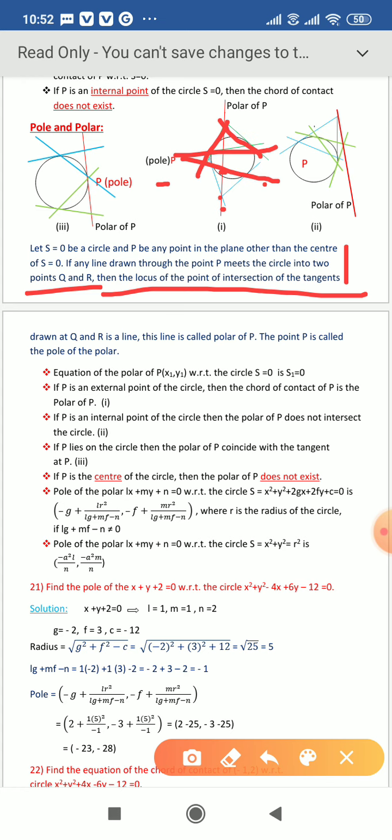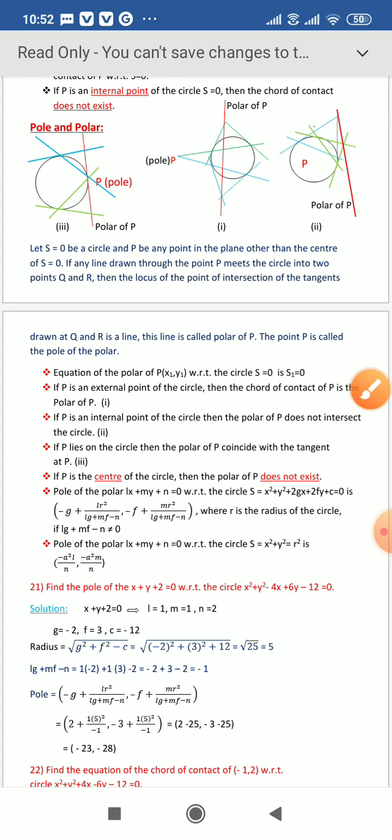Like that, we draw so many secant lines from this point P to the circle. For each secant line, we have 2 points of intersection on the circle. At the points of intersection on the circle, draw 2 tangents. The 2 tangents intersect at one point. You take that point of intersection. So the set of all those points of intersection form a straight line. That straight line is called the polar of P.